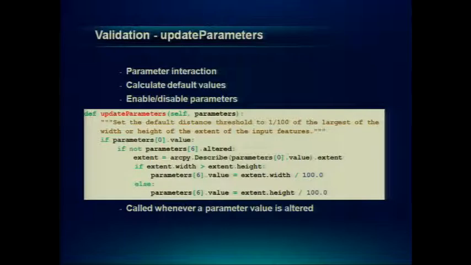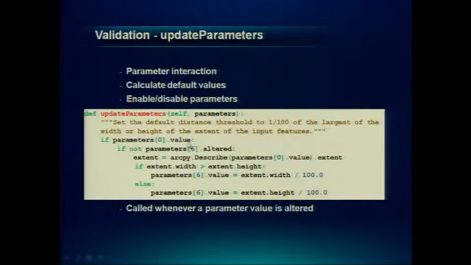Allows parameter interaction. You can calculate default values. You can turn parameters on and off. It's essentially called anytime a parameter value is altered. So in this specific case, if this was in update parameters, I'm assuming that there's actually a number of parameters. You can see the range 0 and 6.